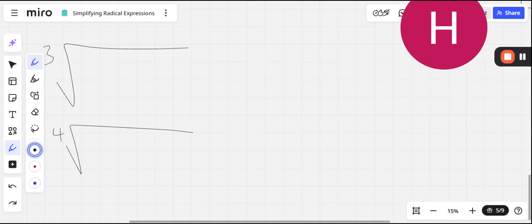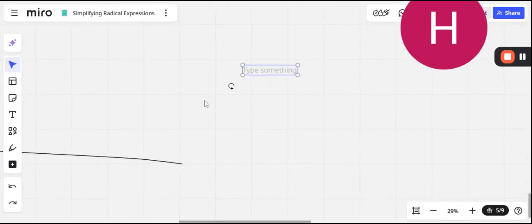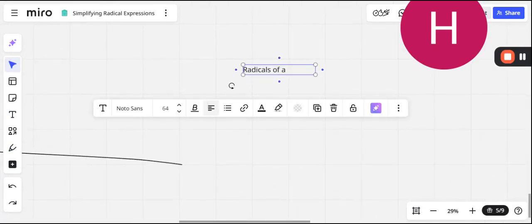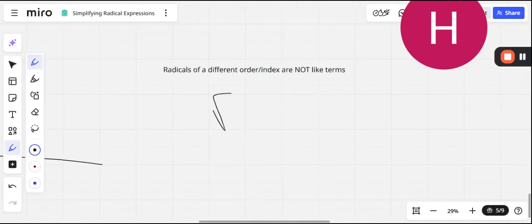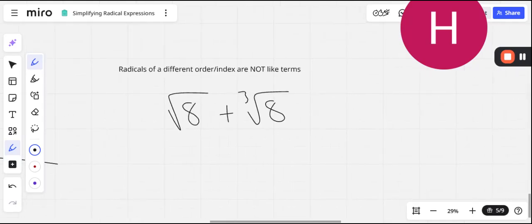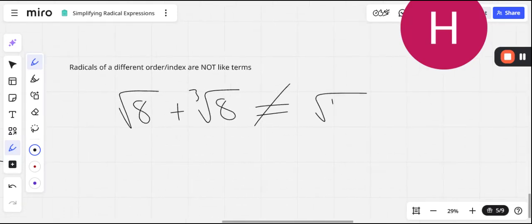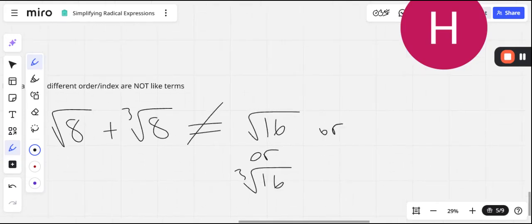And lastly, when we're simplifying radical expressions, I want you to know that radicals of a different order, or index, that's the proper word, are not like terms, meaning they can't be combined. So like the square root of 8 plus the cube root of 8, those do not come together. Those are not compatible. So this is not square root of 16 or cube root of 16 or 2 times the square root of 8 or 2 times the cube root of 8, like these are not compatible.